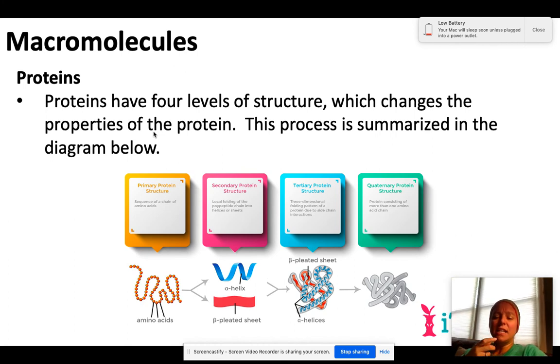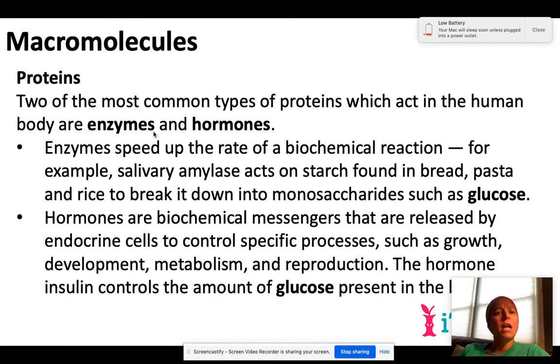I kind of like to think of this as a string. So think of a long string and I keep twisting and twisting and twisting. And I can just roll that string into lots of different shapes and structures. That's basically what we're doing with a protein. And so let's look at two common ways we use proteins in our body. One is an enzyme and one is a hormone.